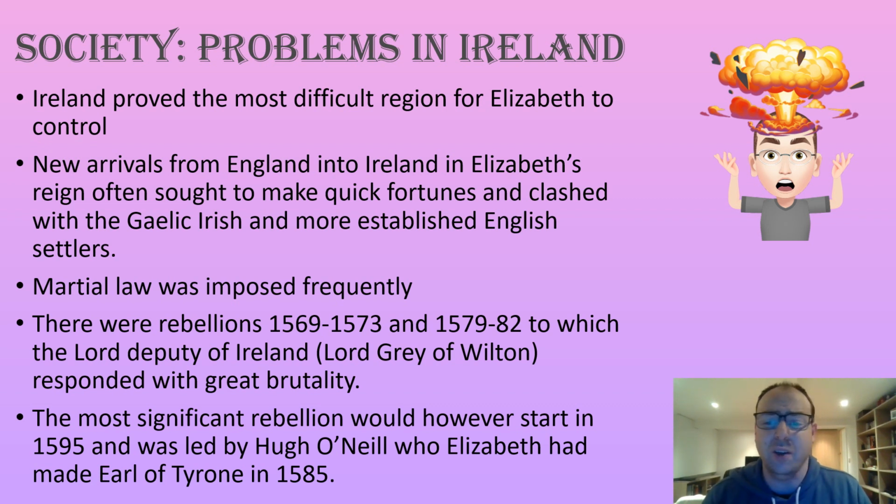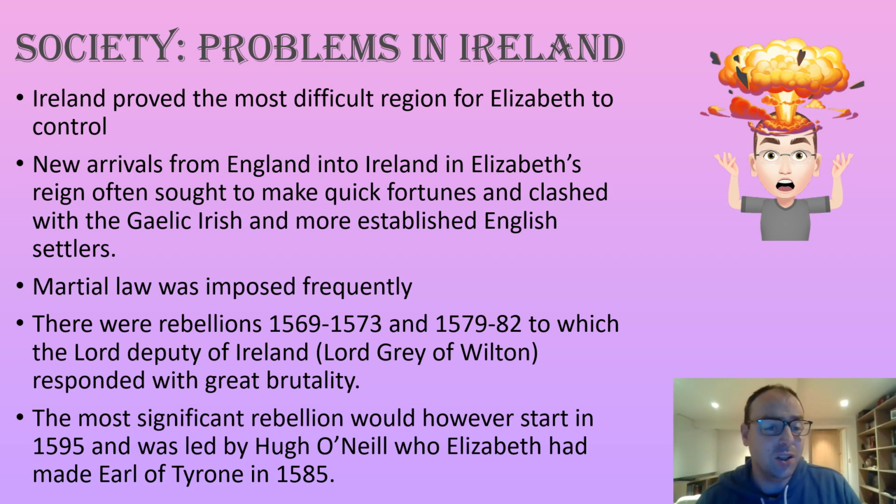The next region I'm going to look at is Ireland. And this is most definitively the most difficult region for Elizabeth to control during her reign. During Elizabeth's reign, new arrivals came into Ireland from England, often Protestants sent there by Elizabeth, Protestant men going over seeking to make quick fortunes. They often clashed with the Gaelic Irish and also the more established English settlers. So this new wave of settlement into Ireland caused real division.